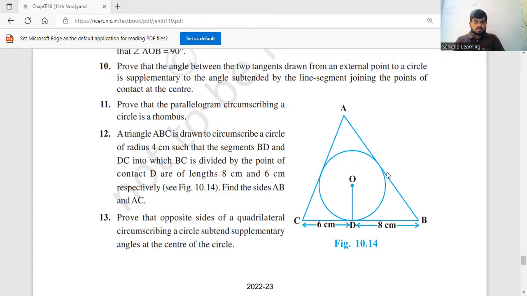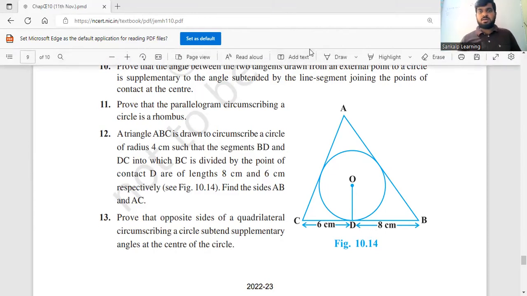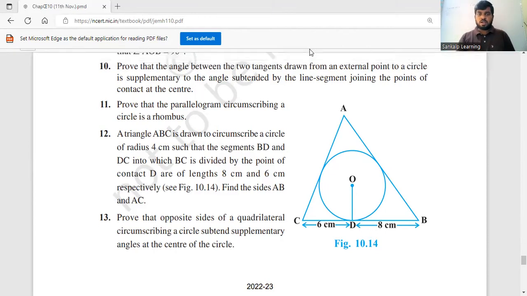Okay. So triangle ABC is drawn to circumscribe the circle of radius 4 centimeter. Okay, the radius of the circle is given such that the segments BD and DC, into which BC is divided by the point of contact D. Okay, BC is divided into two parts, BD and DC. The lengths are given. BD is 8 centimeter, DC is 6 centimeter. We have to find the length of the sides AB and AC. Okay, that's the question.